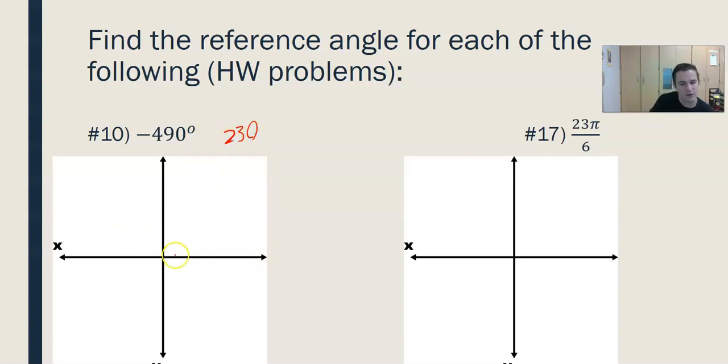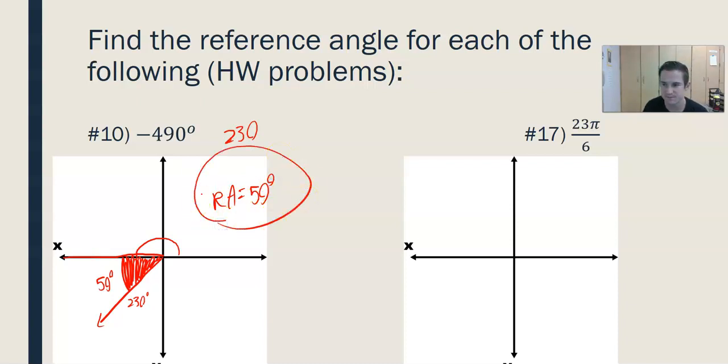Well, 230 degrees, this is 90, 180, so I need to go like 50 more, so I need to go like right there to get 230 degrees. Well, my reference angle is going to be this one right here, the measure of the angle between the terminal side and the x-axis. Well, to get from 180 up to 230 degrees, that reference angle is 50 degrees. So the reference angle is 50 degrees.